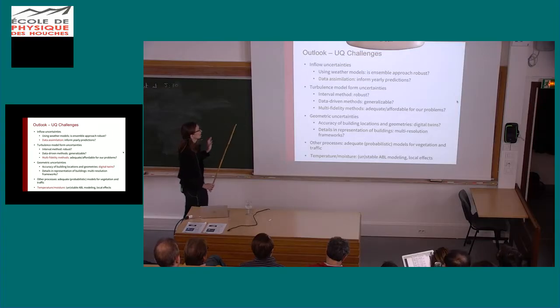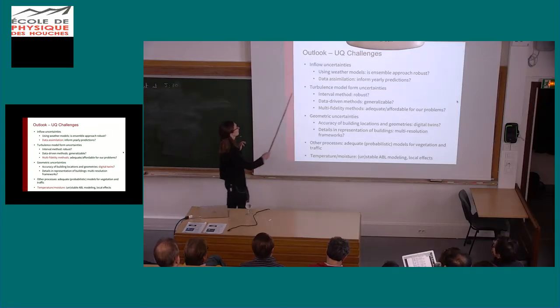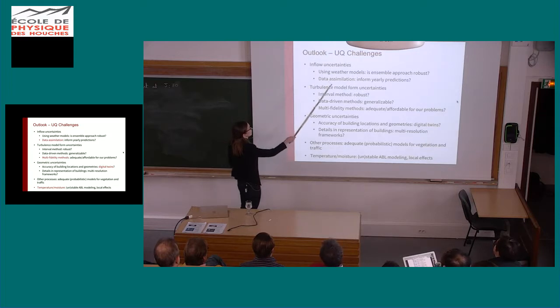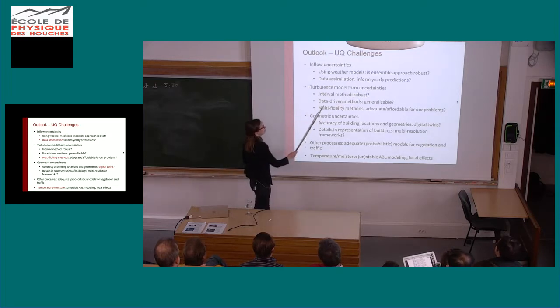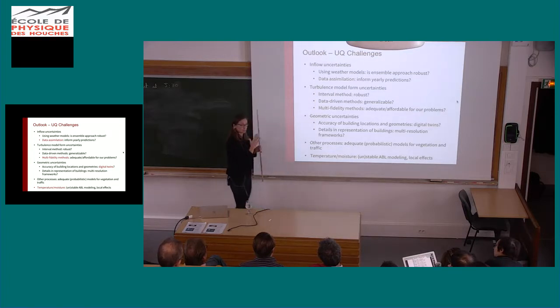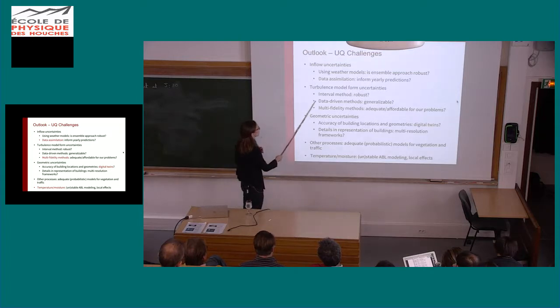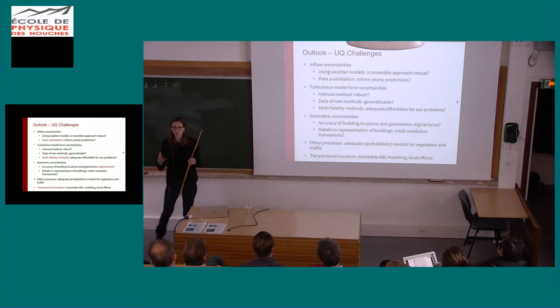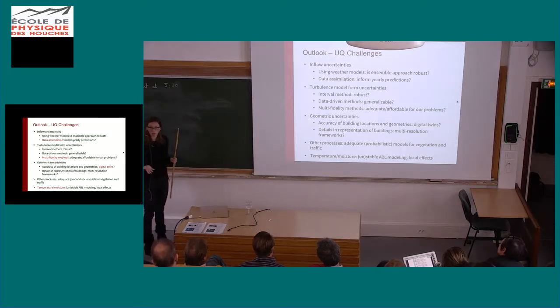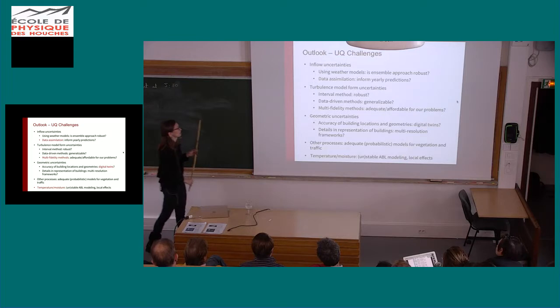In terms of UQ, there is a very long list of smaller challenges. I highlighted the ones that I am most interested in right now. For inflow uncertainties, for weather models, you can wonder whether an ensemble approach is robust. Data assimilation: right now we did these 3 days of predictions for which we had measurements. Can we use past data to inform yearly predictions that people are really interested in when they do design? Turbulence model form uncertainties: is this method robust? There are definitely data-driven methods out there, but you take data from a specific configuration and then do some sort of inference, and it works really nicely in that configuration. But can we somehow generalize that?